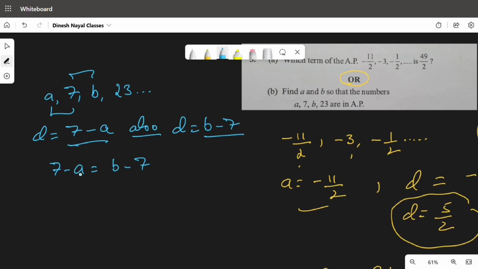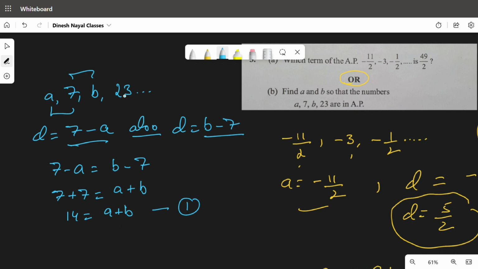Now you can take minus A to that side, that will become plus A, and this minus 7 to that side, that will become 7. So this will be 7 plus 7 equals B plus A, you can write this as A plus B. That is the same thing. So 7 plus 7 becomes 14 equals A plus B. So this is one of our equations. We have found one equation, 14 equals A plus B.